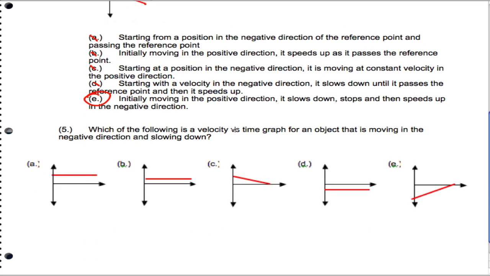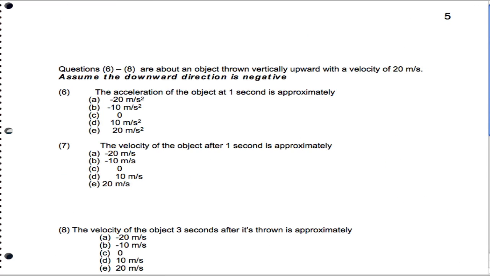Now, which of the following is the velocity versus time graph for an object that's moving in the negative direction and slowing down? Right here. I start off going in the negative direction and I'm going slower and slower and slower. Remember, when you're on this axis, the time axis, you have 0 velocity anywhere along this axis. There, that's 0 speed, 0 velocity. You're standing still.